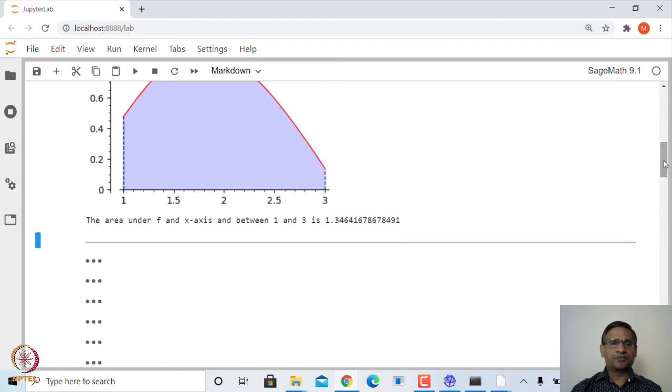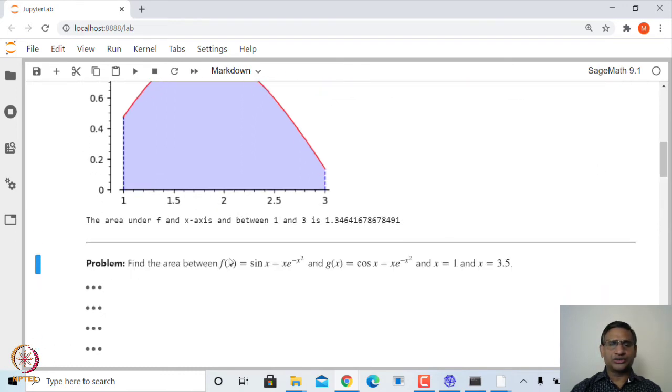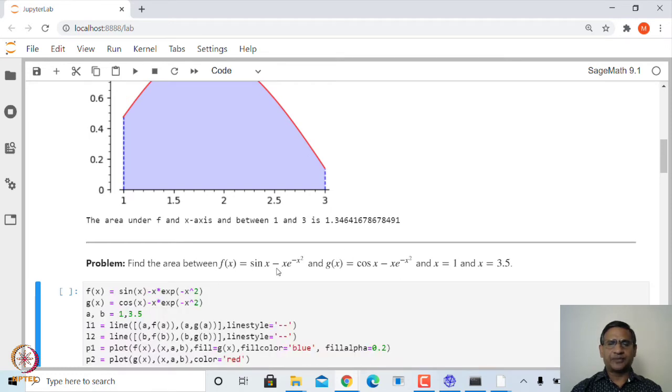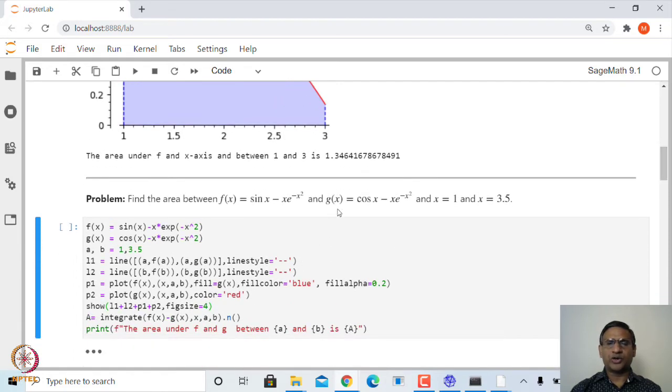Similarly, if you have to find area between two curves, say for example, between the curve f(x) equal to sin x minus x into e to the power minus x square and g(x) equal to cos x minus x into e to the power minus x square, again between 1 and 3.5, then again you can do the same thing. If you try to plot the graph of these two functions, it may happen that one function lies above the other function. In that case you can simply take the difference of the two functions and find the area.